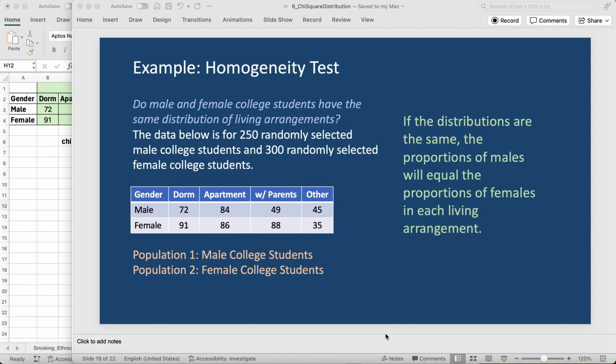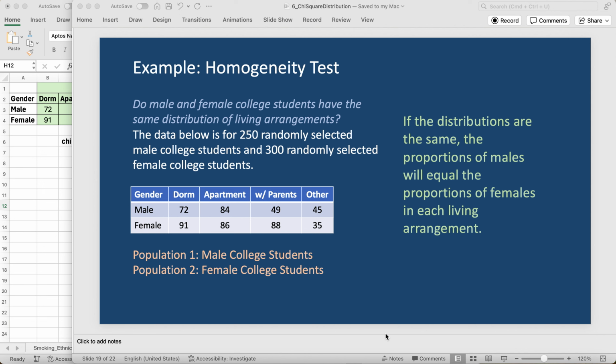The third kind of chi-square test that we can do is called a homogeneity test. What we're looking at here is the distribution in a group and seeing if there's a difference between them. So in this example, we have male and female, and then we have living situation. So we have two categorical variables.